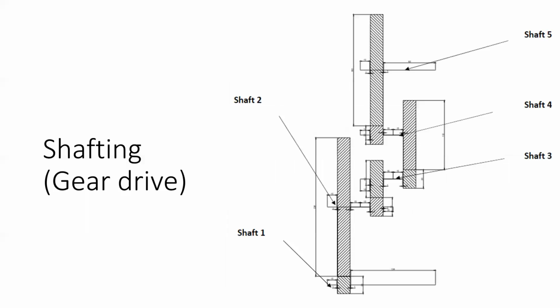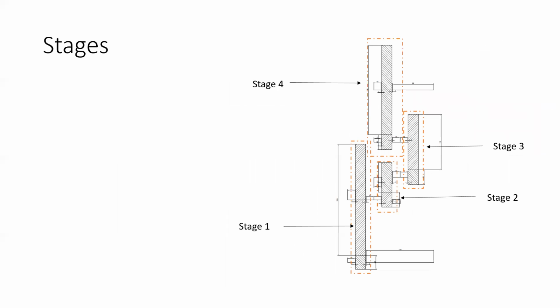Next slide, please. So the shafting. These are the different shafting for our gear drives. We have five shafts. Next slide, please. These are the stages. So we have four stages: stage 1, 2, 3, and 4.